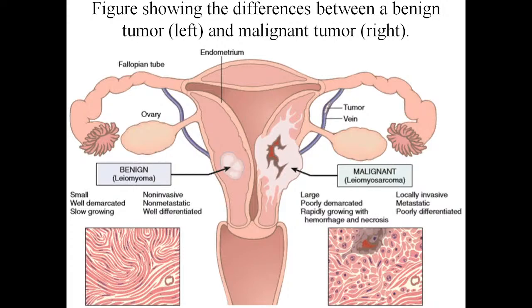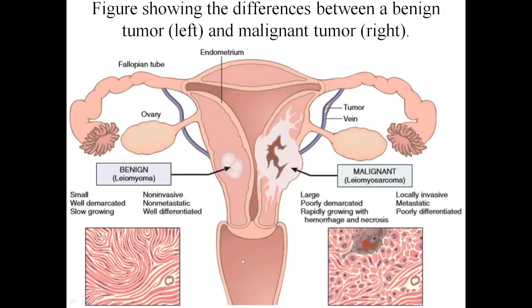Students, in this slide, you can see the figure showing the difference between the benign tumor on the left side and malignant tumor on the right side. And now I show you. For example, in the slide you can see the uterus, fallopian tube, ovary, and vagina.